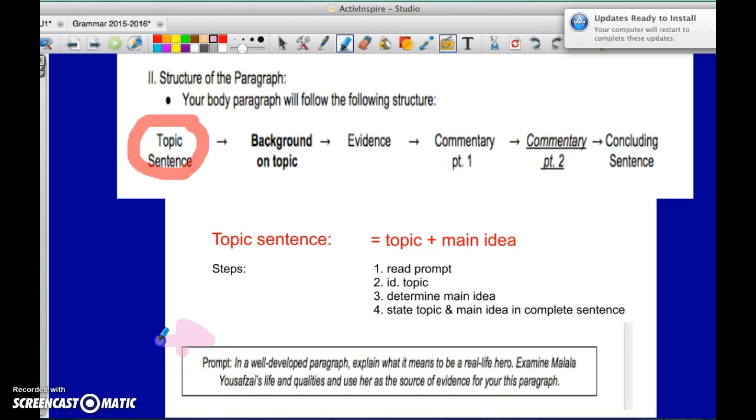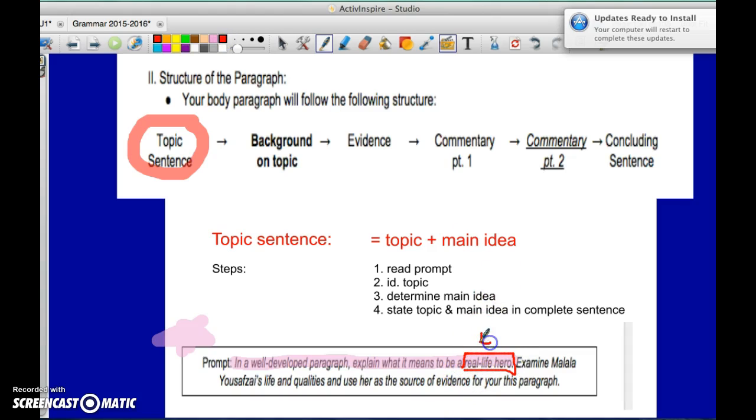So if you look back at your paper and you turn it over, the front side gives you the prompt. If we read the prompt and we identify the topic, we can get an idea of what our topic sentence should include. So it says, in a well-developed paragraph, explain what it means to be a real-life hero. That's kind of the most important sentence for us to use for our topic sentence right now. So our topic in this case is real-life heroes.